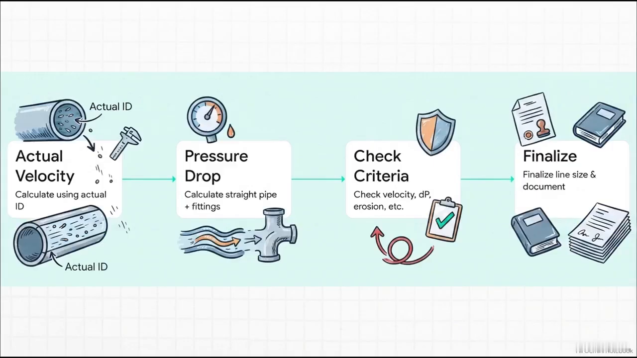So the crucial point is what happens next in phase 2. Because we had to round our pipe size up or down to a standard NPS, our initial math is now slightly off. Step 5 is absolutely critical. We must recalculate the actual velocity using the pipe's true internal diameter, or ID. Then, step 6, we calculate the friction and pressure drop. Step 7, we check all of this against our safety and equipment criteria. If it passes, great. Step 8, we finalize and document. If it fails, we go right back to step 4, pick a new size, and try again.